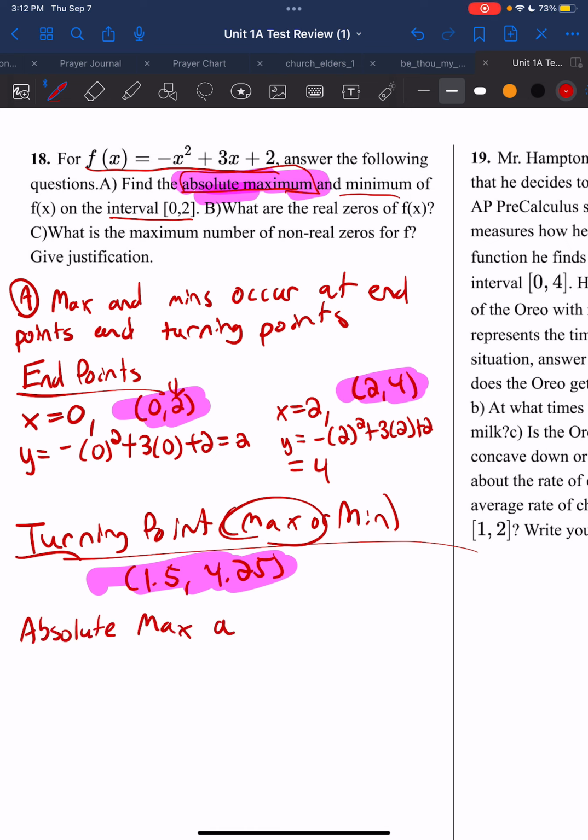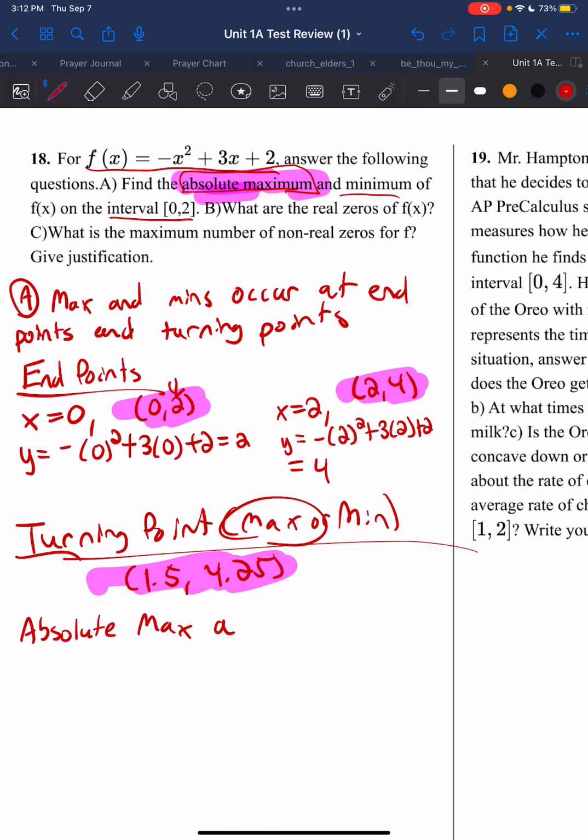So I have zeros at x equals negative 0.562 and x equals 3.562. Just making a check on my work. Yep, so I have zeros there. Zeros are, in most cases, wherever it touches the x-intercepts. So that's for part B, because it wants the real zeros.